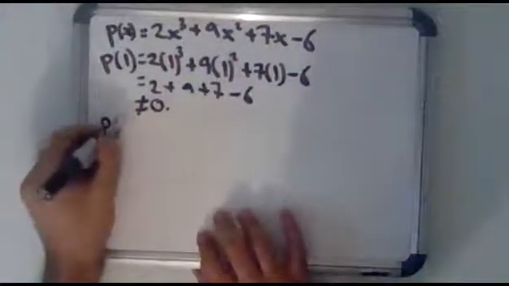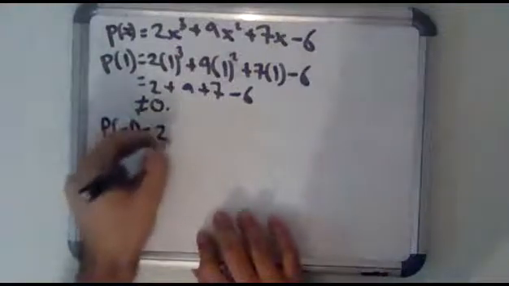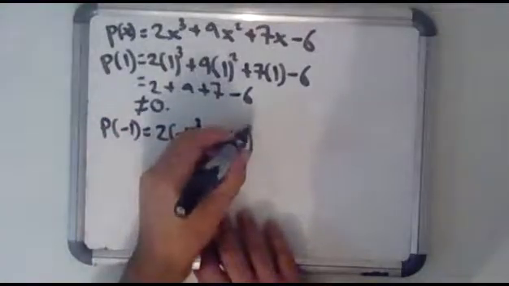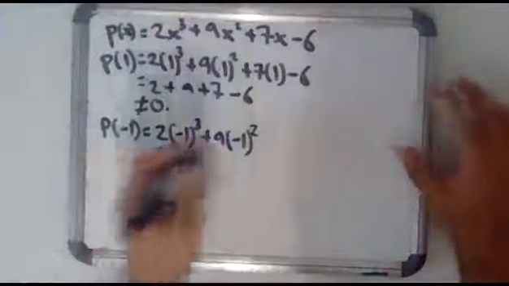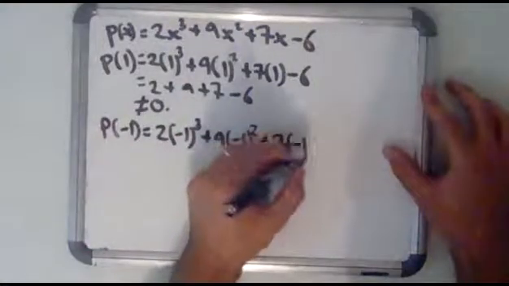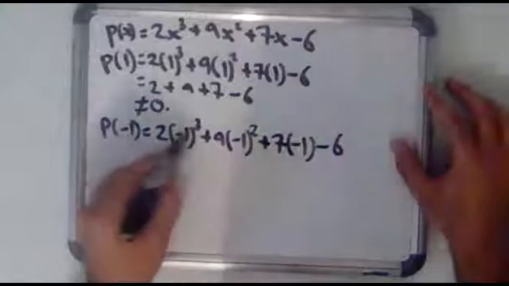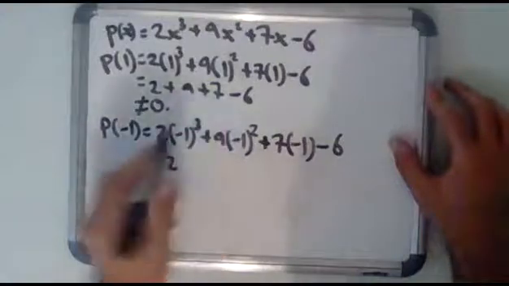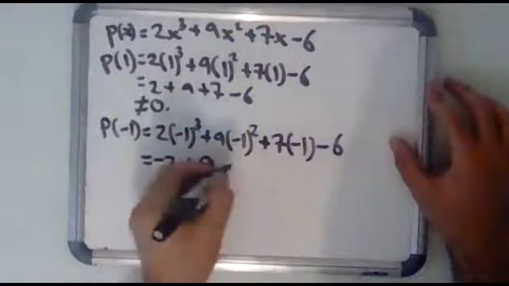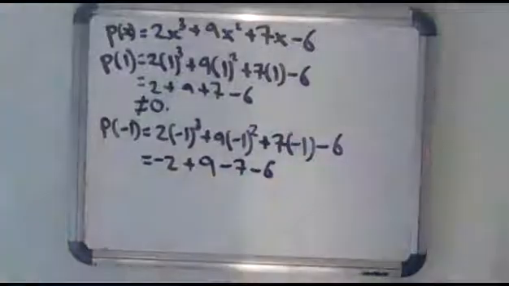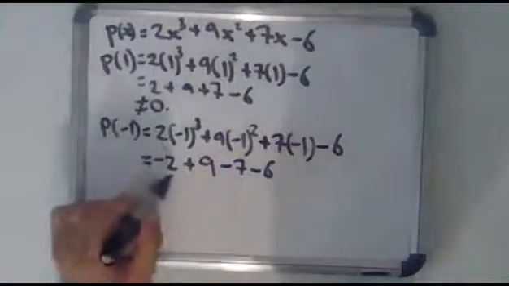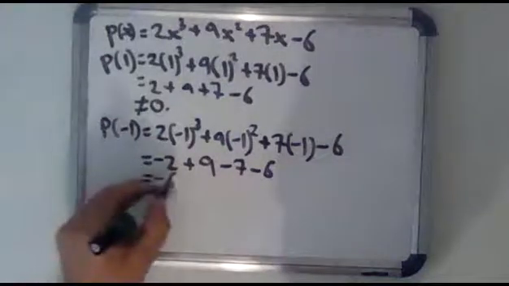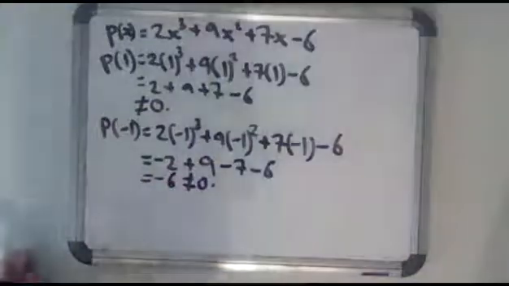We could try p of minus 1. That would be 2 times minus 1 cubed, which would give you minus 2, plus 9 times minus 1 squared, which is still going to be 9, plus 7 times minus 1, minus 6. So minus 1 cubed is minus 1, times 2 is minus 2. 1 squared is 1, times 9 is plus 9. Minus 7, minus 6. So the minus 2 and the minus 7 make minus 9, and then plus 9 minus 6 makes minus 6, which is not 0, so we've not found a factor there.